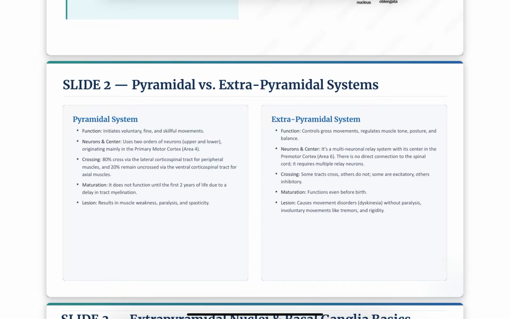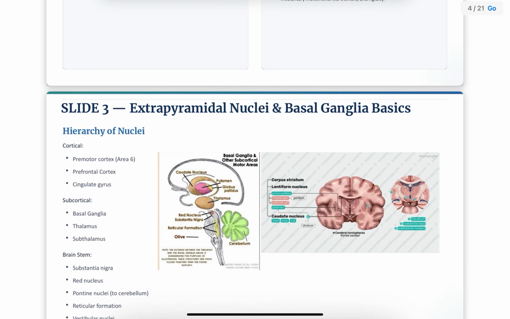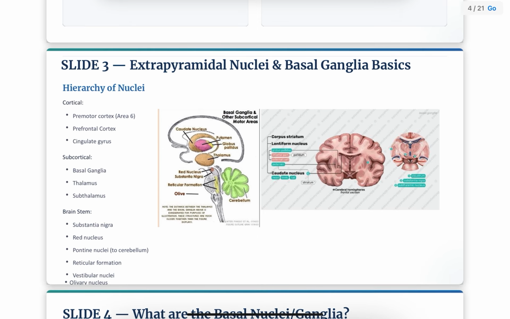So the easiest way to differentiate between them is to say that the pyramidal is mainly for the voluntary and skilled movement, whereas the extrapyramidal is mainly for the gross movement, for the tone, for the posture and balance. Now, let's talk about the extrapyramidal nuclei and the basal ganglia basics. The most important and the largest nucleus at the subcortical level is going to be the basal ganglia. So keep that structure in mind because we'll be focusing on it in this lecture. So it's in the subcortical area.